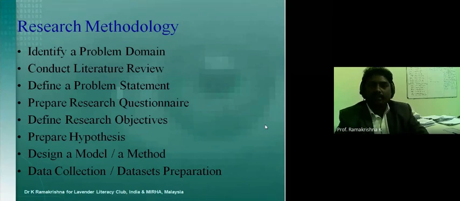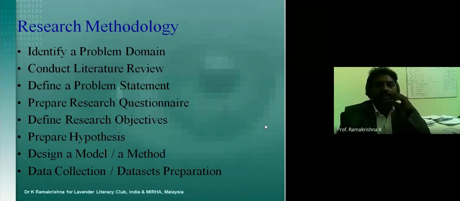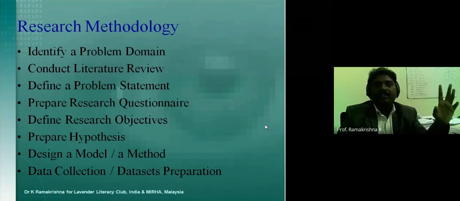So identifying a problem domain is the first step of any research. Then you have to conduct a quality literature review on the domain towards problem identification. After conducting a literature review, you will be able to define it. Initially, you may identify the problem and the domain, but mere identification of a problem is not the end. You need to properly define it. So the definition of a problem will come only after conducting a quality literature review or survey.